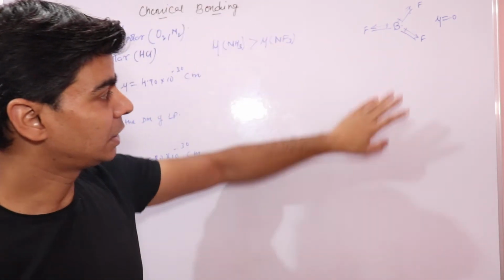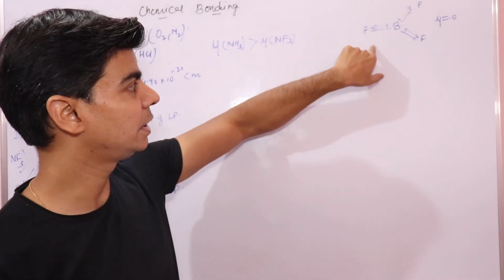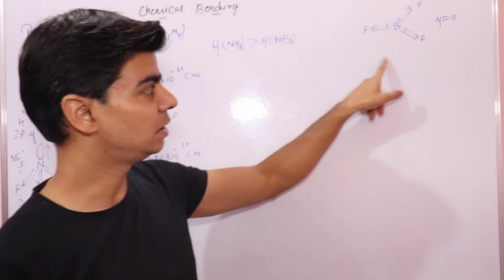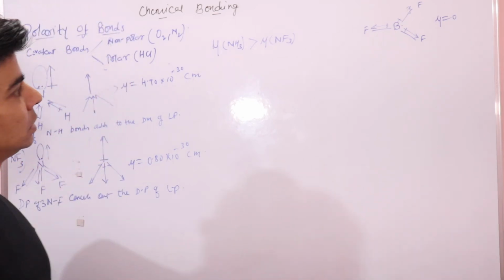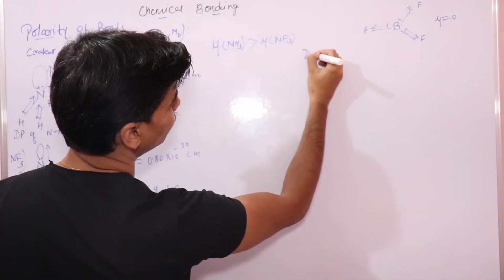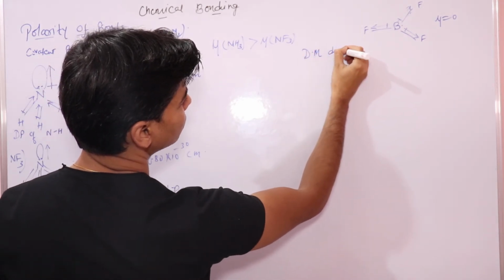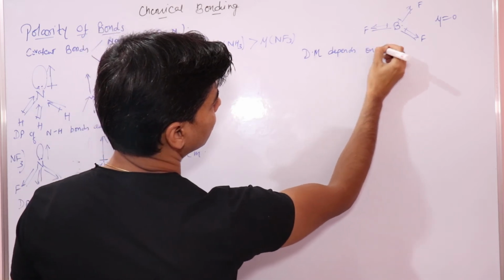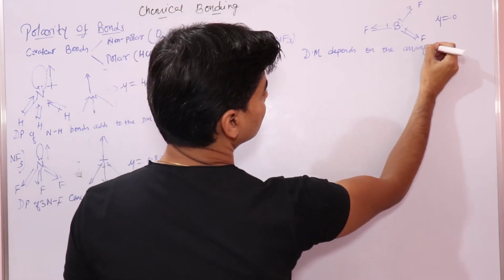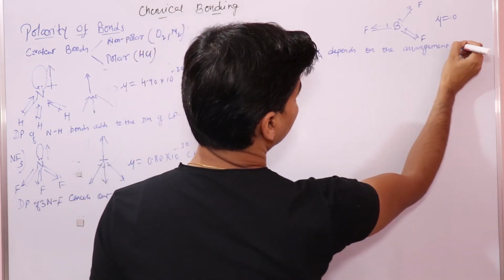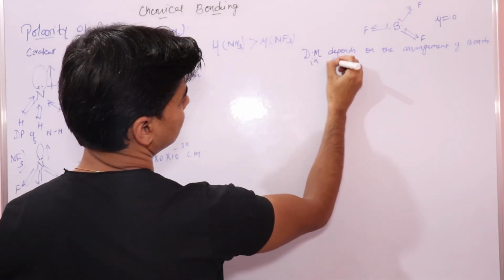So we say that the dipole moment depends on the arrangement of bonds, right? How bonds are arranged in space, that determines the dipole moment of the molecule, right? So we can just write one point, that dipole moment depends on the arrangement of bonds, right, in space.